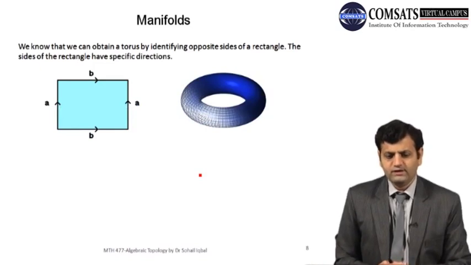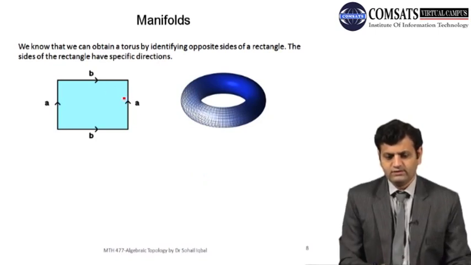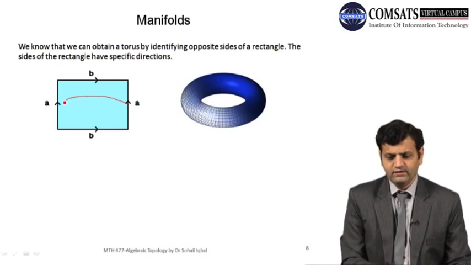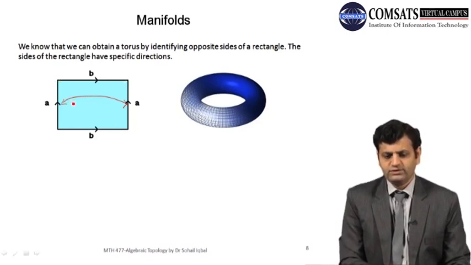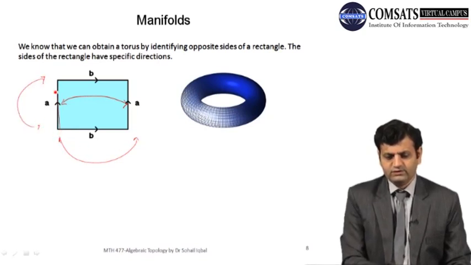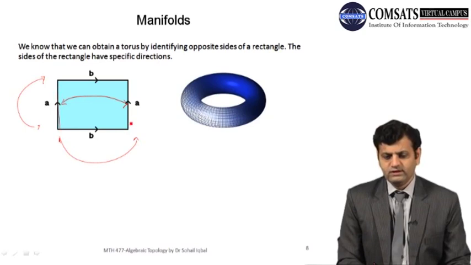Now we know that we can obtain a torus by identifying opposite sides of a rectangle. For example, in this case, if we identify the side A with side B, in other words, we are just saying that take the topology on this square and take the quotient of this topology, which will identify this side with this side and this side with this side. So the quotient topology is going to be homeomorphic to this torus.